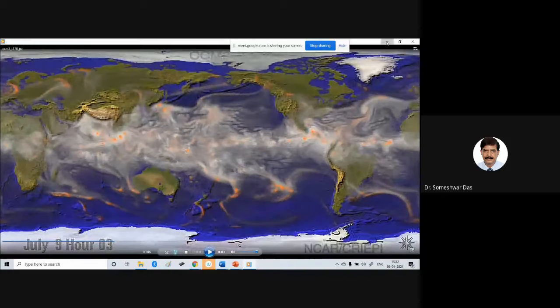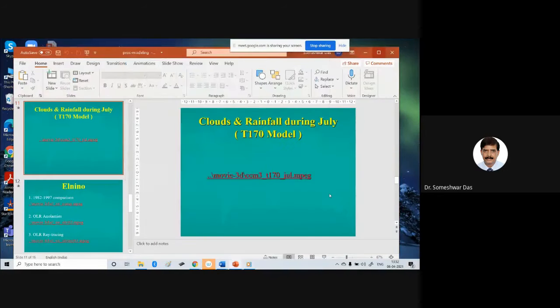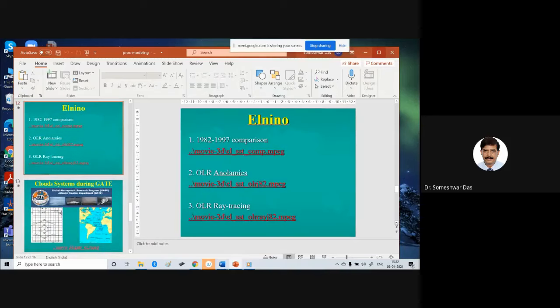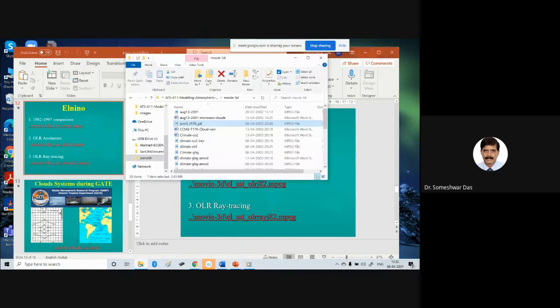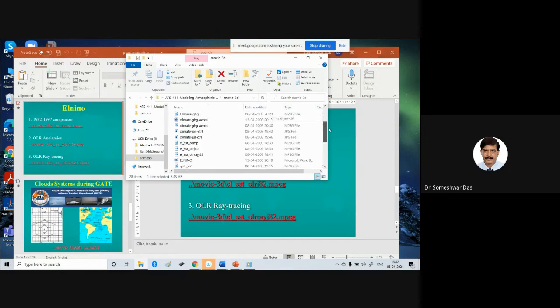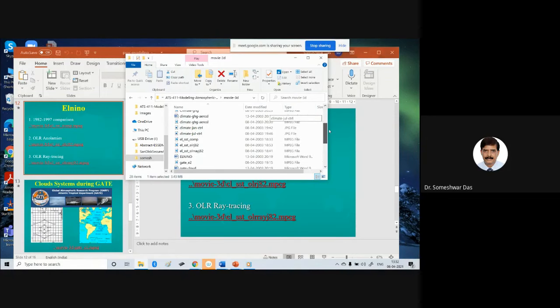Then I'll show you a different example, which is about El Nino. Let me start the El Nino. There are 2-3 examples here: a comparison of 82 and 97, then the OLR anomaly. Let me search out these things. What is the El Nino? Okay, SST comparison, I think this one.